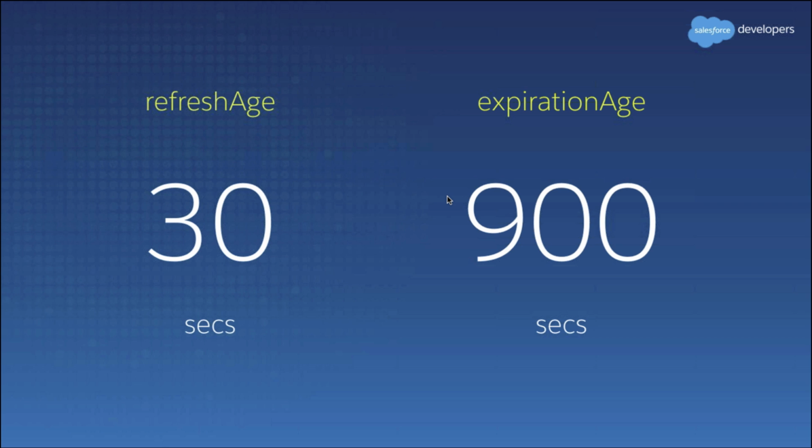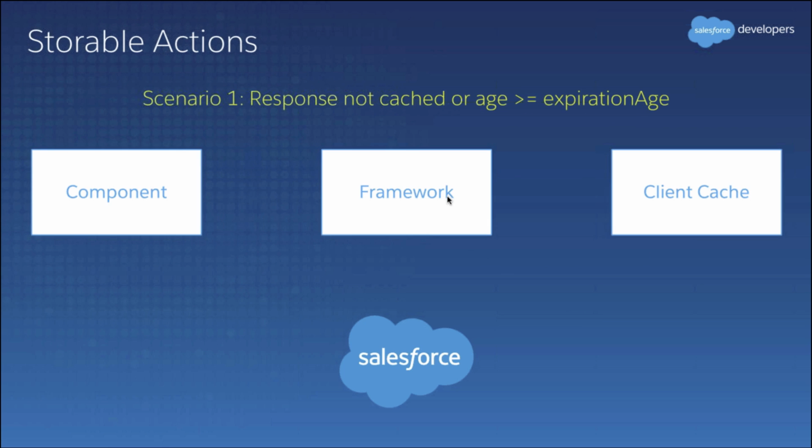However, if the data has been in the cache for more than 900 seconds, that's 15 minutes, the data is considered expired. So now that we know that, let's take a look at some specific examples, and that will all make sense. So the first example, maybe the first time you call a method. So the data is not available in the client cache yet or is expired.